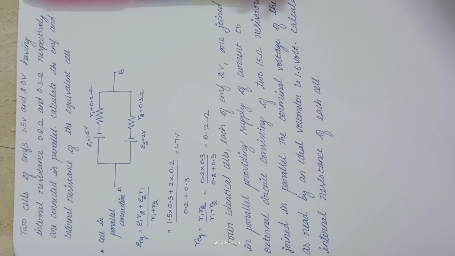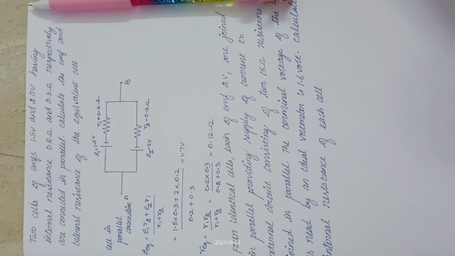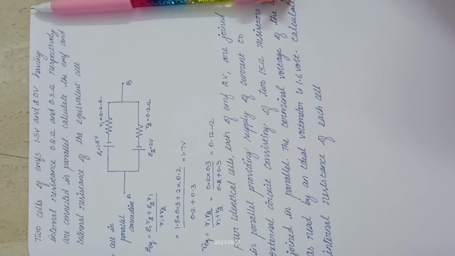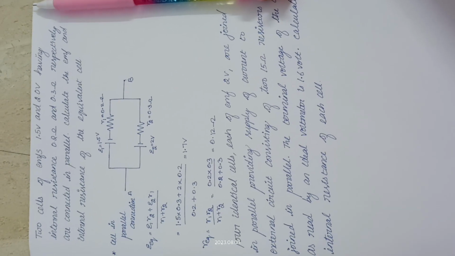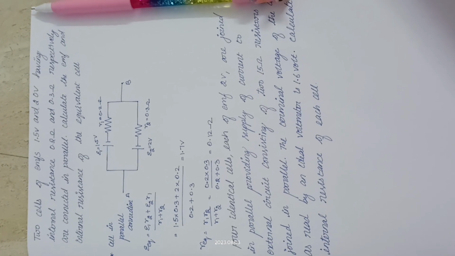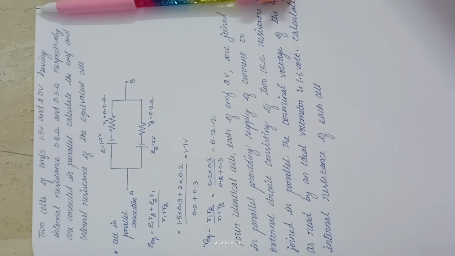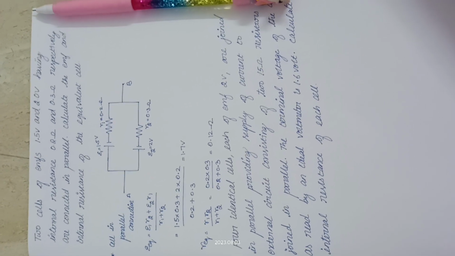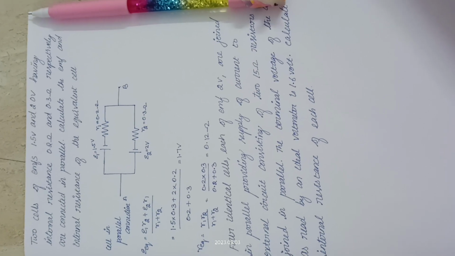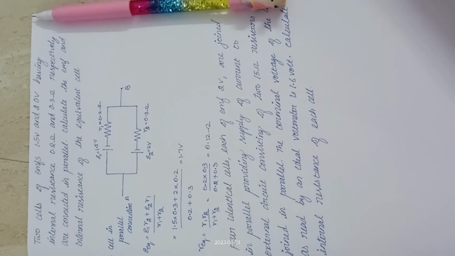So first problem, the two cells of EMF 1.5 volt and 2 volt having an internal resistance 0.2 ohm and 0.3 ohm respectively, which are connected in parallel, and now we have to calculate the EMF and internal resistance of the equivalent cell. Okay, so என்ன கொஸ்டினில் கொடுத்துருக்காங்க, the two cells, ரெண்டு செல் இருக்கு, the two cells having the EMF 1.5 volt and 2 volt. Okay, the EMF of the two cells are 1.5 volt and 2 volt.